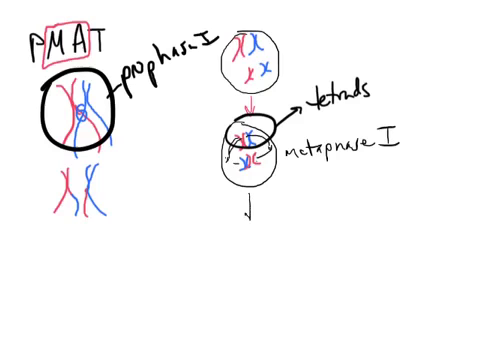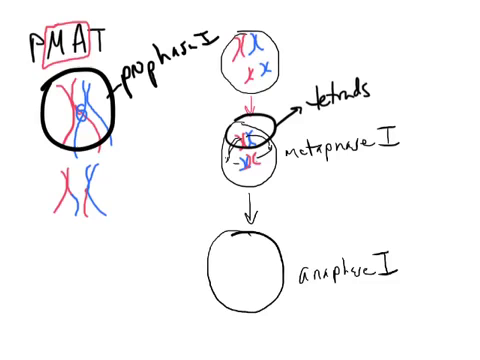Okay, so since those spindle fibers have attached to opposite homologous chromosomes, now when we get to anaphase 1, what's going to happen is that the homologous chromosomes are going to move to opposite sides of the cell. So now your mom's long chromosome is separated from your dad's long chromosome, and your mom's short chromosome is separated from your dad's short chromosome. Okay?